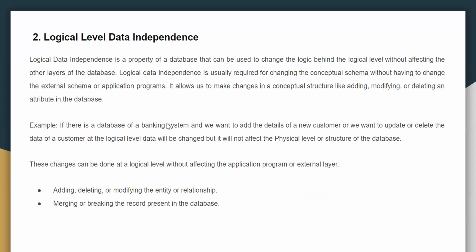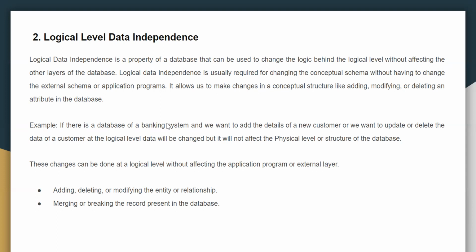Logical level data independence is the property of the database that allows changing the logic at the logical level without affecting the other layers of the database. It is usually required for changing the conceptual schema without having to change any external schema or application programs. It allows us to make changes in the conceptual structure, like adding, modifying, or deleting an attribute in the database.